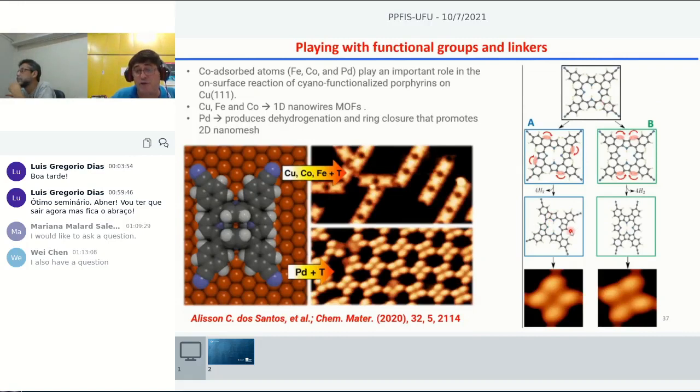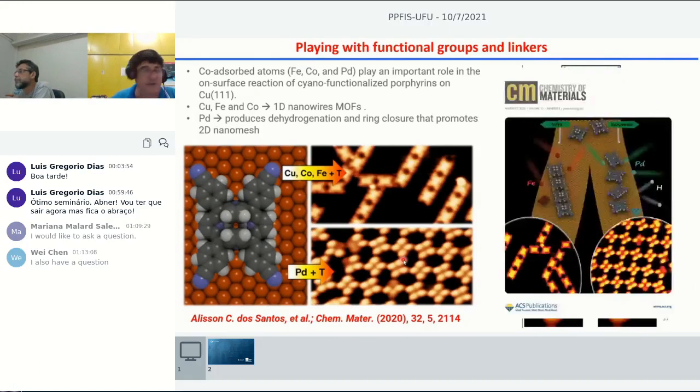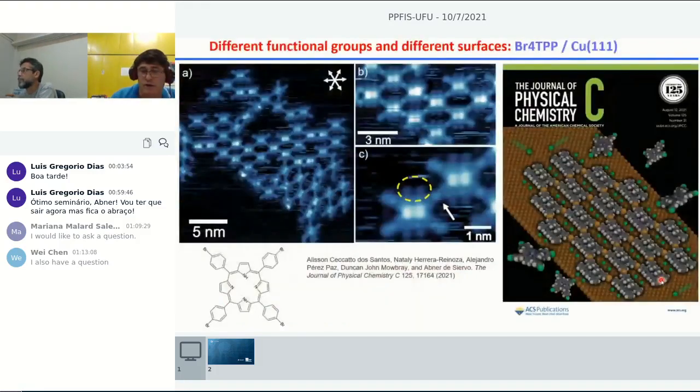And in fact, we could produce two types of structures. We could produce this kind of molecule, like this one, or this kind of molecule. This is the experimental measurement, that when they combine, they can produce this ordered structure. And this work was also very nice, it was selected to be a cover from Chemistry of Materials again, that we could explain two different routes to produce wires or nanomesh of those molecules. And to finish, we now change the halogen to bromine.